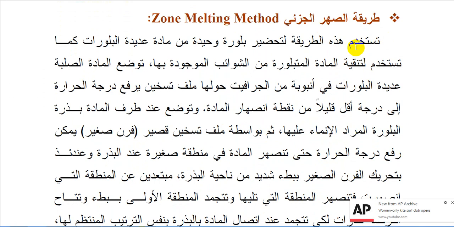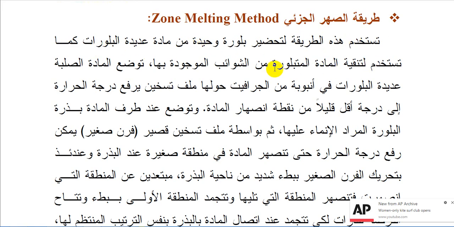بسم الله الرحمن الرحيم. The zone melting method، يعني طريقة الصهر بالمنطقة المنصهرة، أو صهر الجزء كواتر. The method is used to prepare a single crystal from a polycrystalline material. يعني تستخدم هذه الطريقة لتحضير بلورة واحدة من مادة عديدة البلورات.